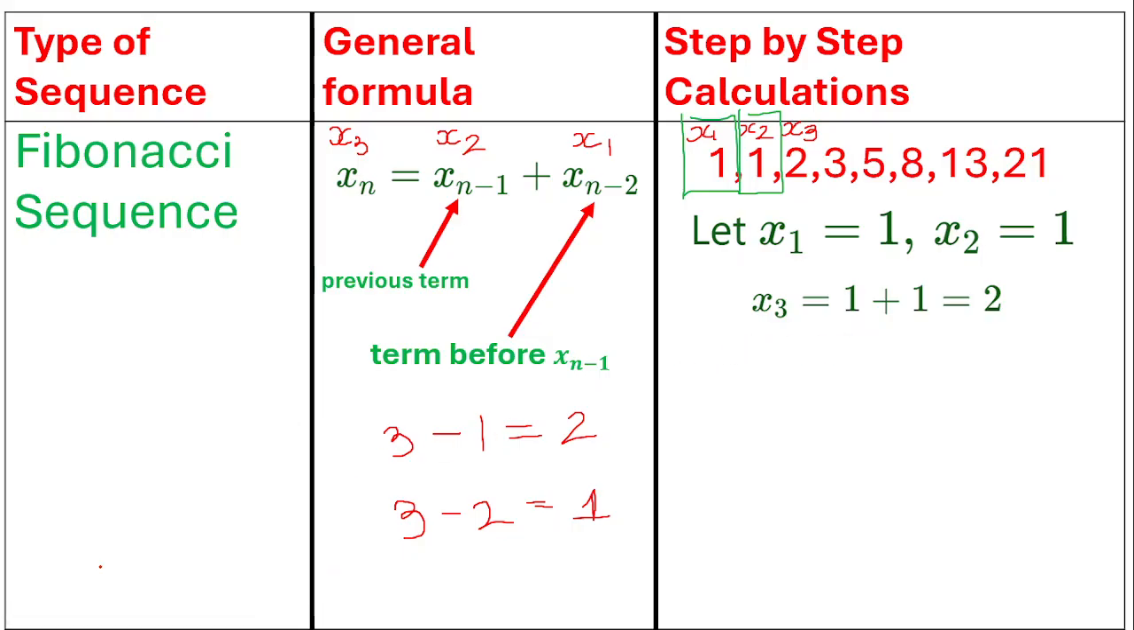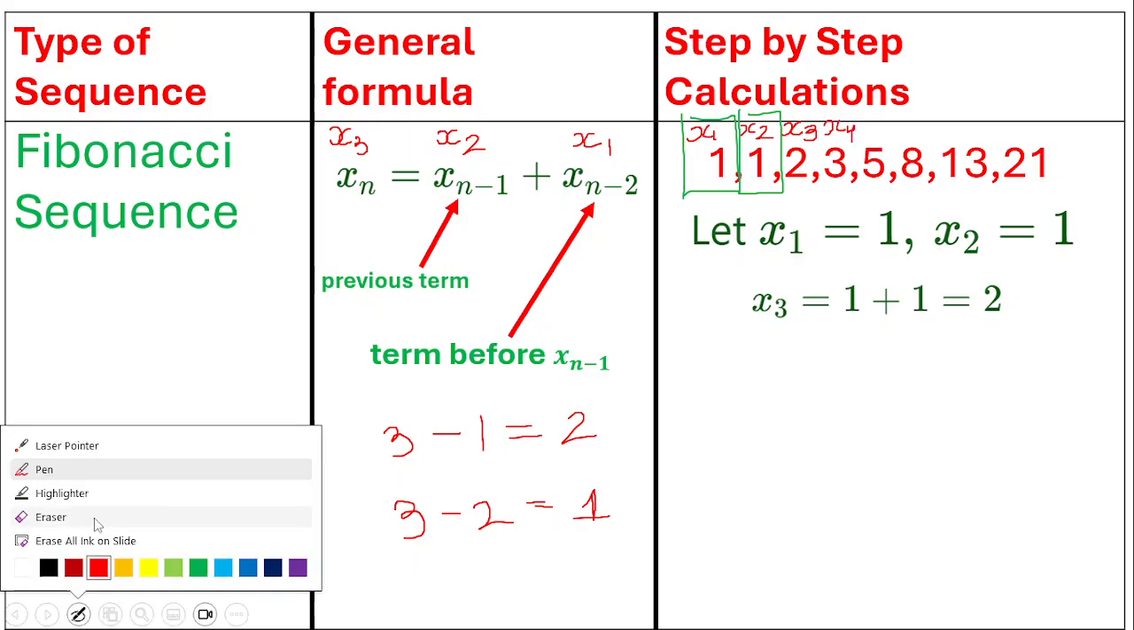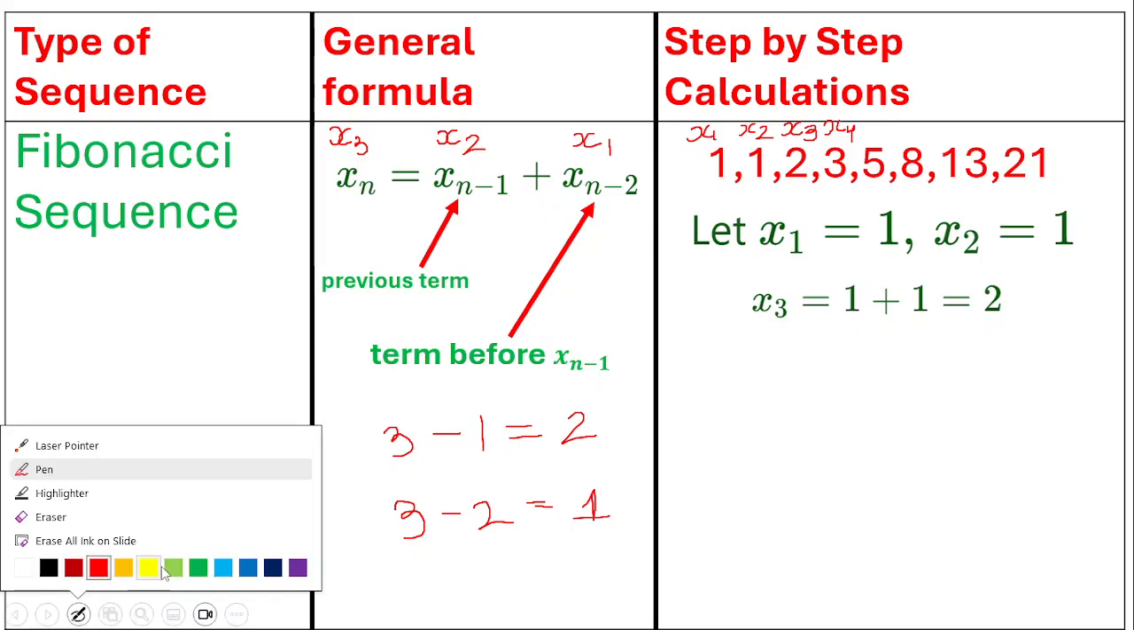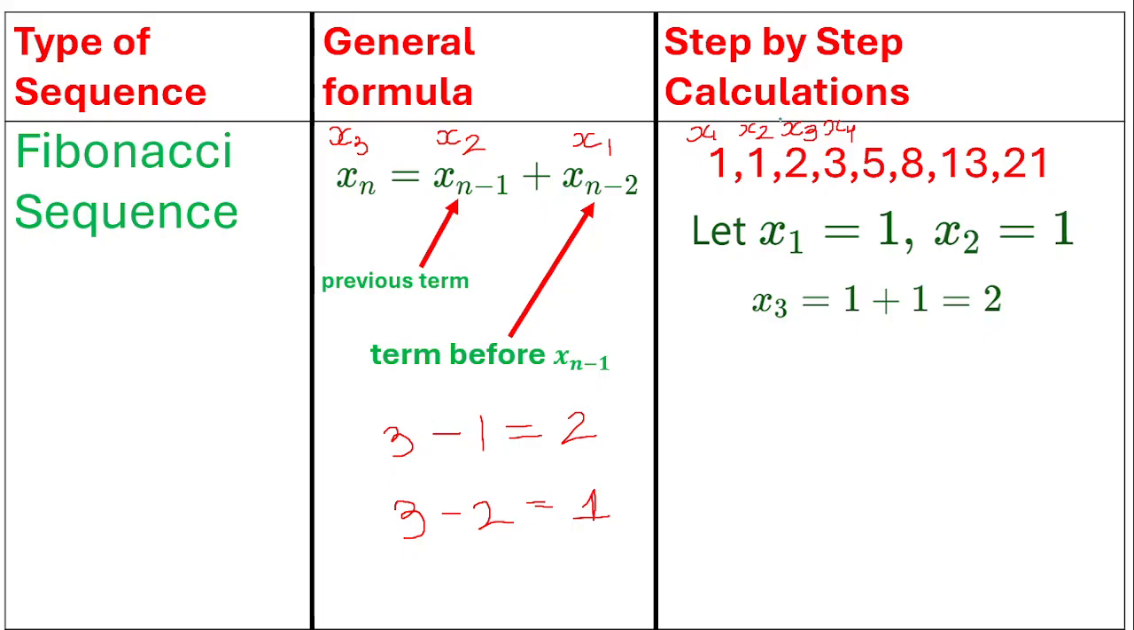So the next term is going to be x4, x sub 4. In order for us to get x4 based on the formula, all we have to do is add the two previous terms. In order for us to get x4, all we have to do is add the two previous terms. That means we're going to add x3 and x2. So let's go ahead and do that.